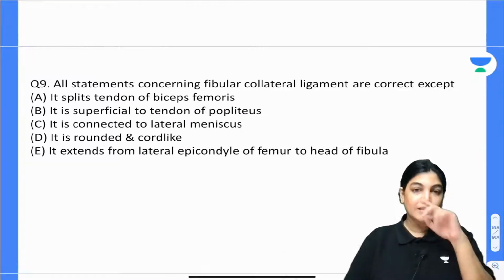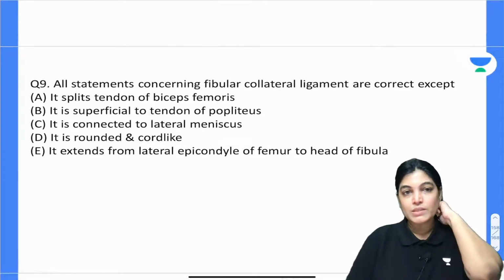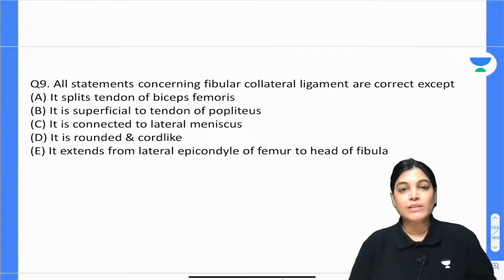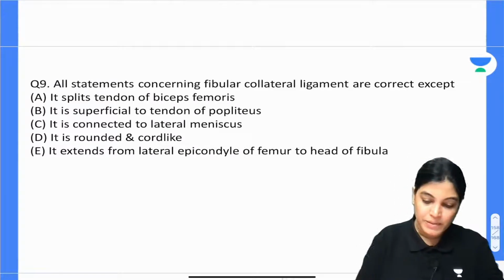It splits the tendon of biceps femoris. It is superficial to tendon of popliteus. It is connected to lateral meniscus. It is rounded and cord-like. It extends from lateral epicondyle of femur to the head of fibula. So these are 5 options. Please mark the correct answer.